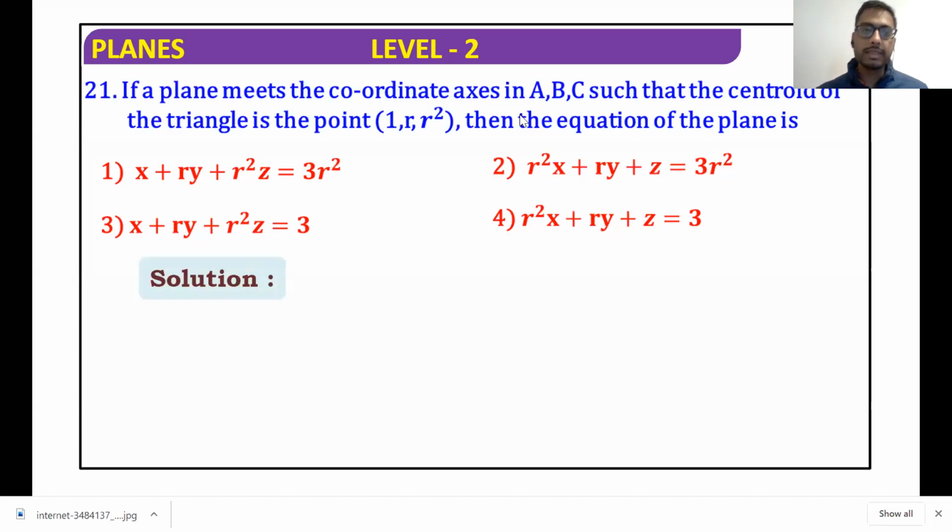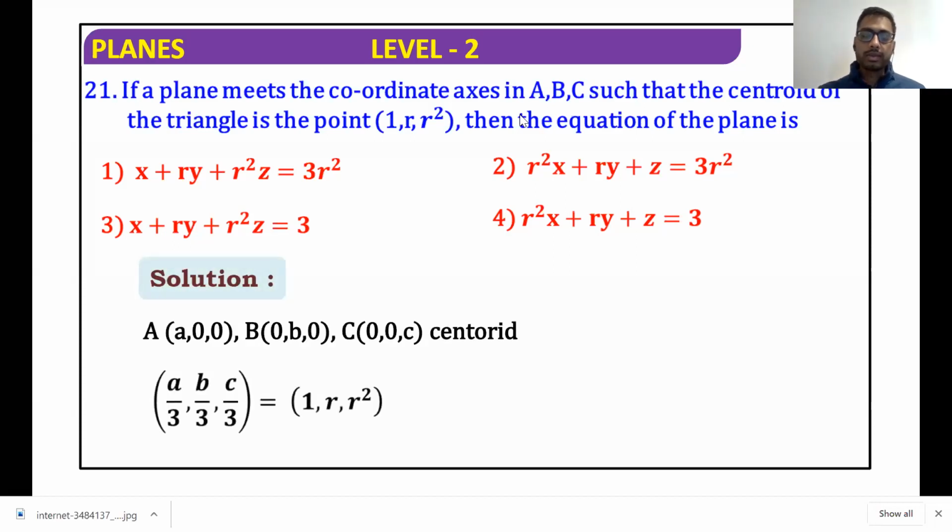Okay, so what does that mean? First, we found out the points a, b, and c. As a is x-intercept, only x-intercept is a. Y is b-intercept, so points are (0, b, 0). And z is c, the z-intercept, so points are (0, 0, c). Using centroid formula, I can say that a plus 0 upon 3 is my x-coordinate, so a by 3. 0 plus b plus 0 is my y-coordinate, or b by 3. 0 plus 0 plus c by 3 is my z-coordinate.